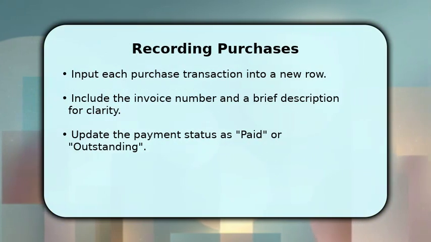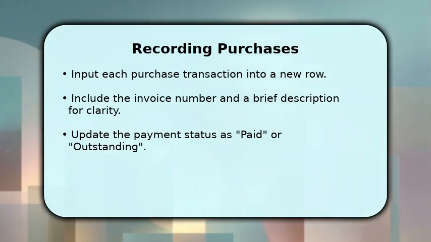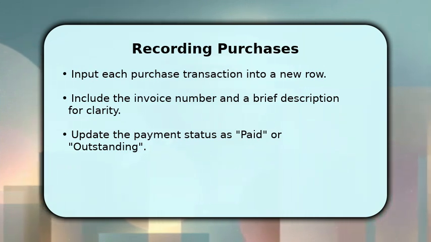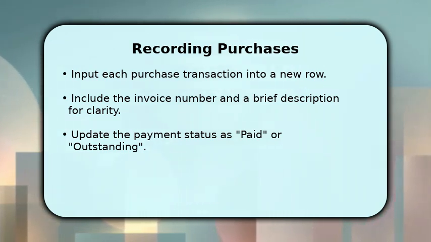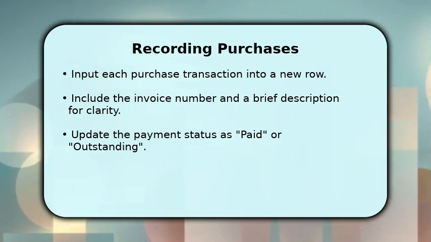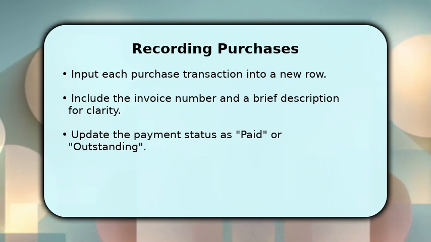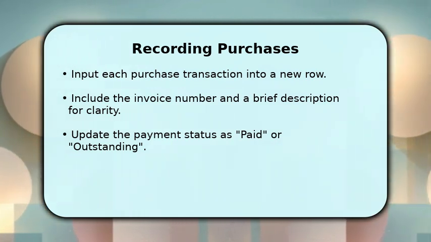Now, let's start entering your purchase data. For each new purchase, simply add a new row. Fill in the date, vendor, invoice number, and a concise description of the item or service. Don't forget to accurately enter the purchase amount. Finally, mark the payment status, which could be paid, outstanding, or partially paid, to keep your records current and accurate.